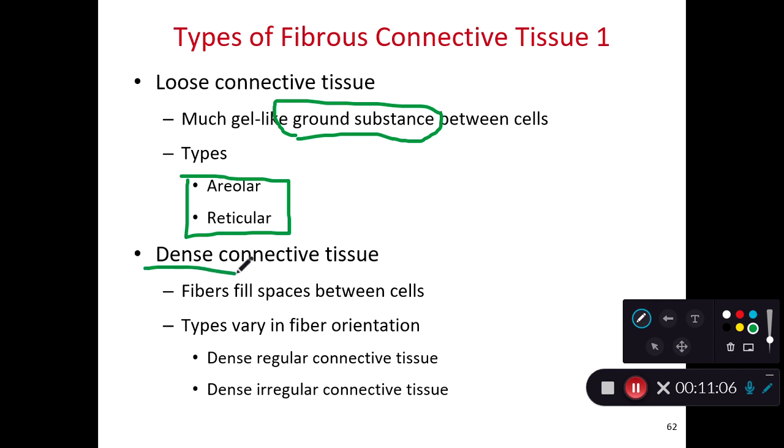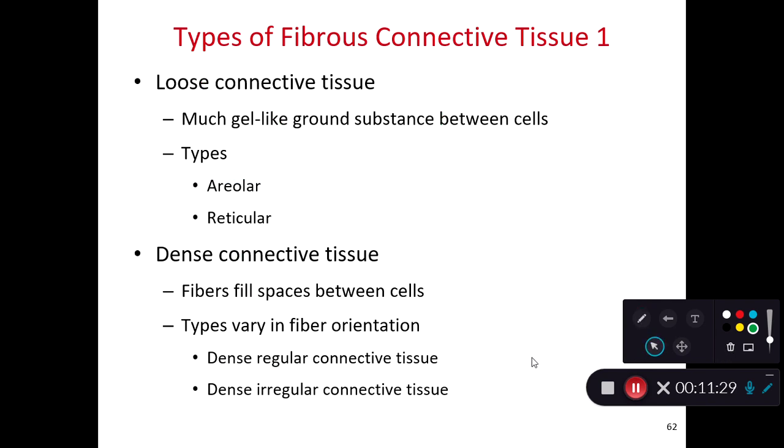We also have dense connective tissues, and as the name implies, instead of being loose and having a lot of free space, they are dense and do not have a lot of ground substance. Instead, they have a lot of extracellular fibers filling up the space between the cells. And depending on our fiber orientation, it's going to change what kind of dense connective tissue we're working with. We have dense regular and dense irregular connective tissues.